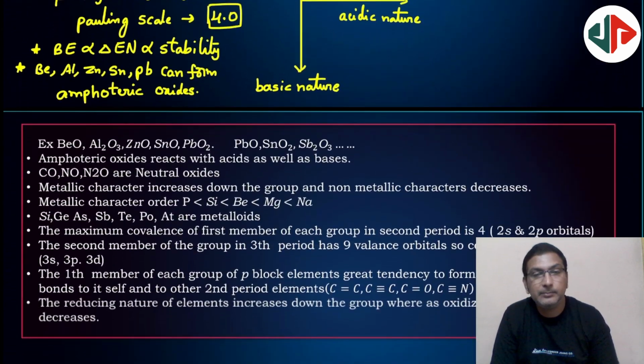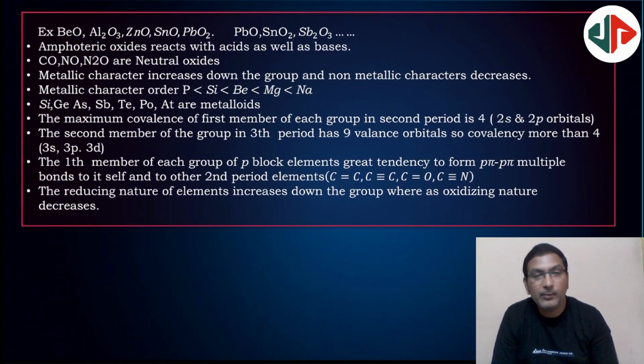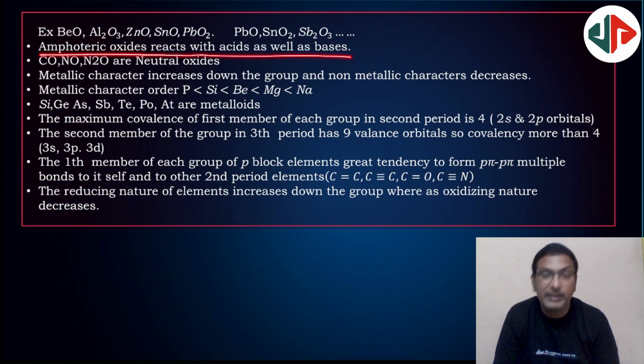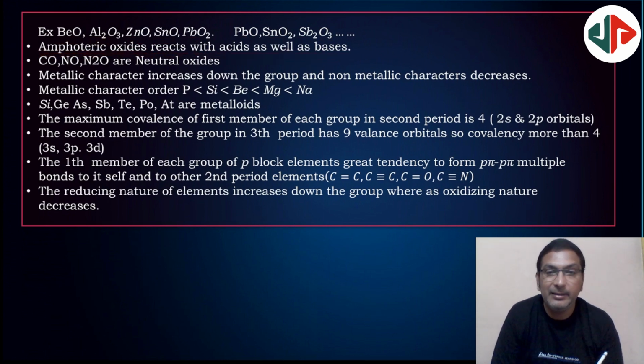Next. The amphoteric oxides, beryllium oxide, aluminium oxide, zinc oxide, tin oxide, lead oxide, all these are amphoteric. So amphoteric oxides are the oxides having both acidic and basic properties. Therefore, they can react with acids as well as bases. Next, this is also very important.